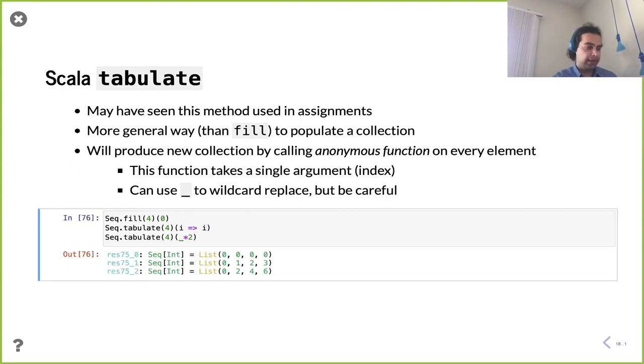So we go ahead and run this out. What do we see? Well, of course, if I say, hey, I want to just fill a Seq with 4 zeros, we saw that before, no problem. Okay, I want to tabulate, so I want 4 elements, and go from 0 to 3. And what does my anonymous function do? It just takes i and then returns i. So in other words, the identity. So we had the index of 0 to 3, and we got a list with 0 to 3.